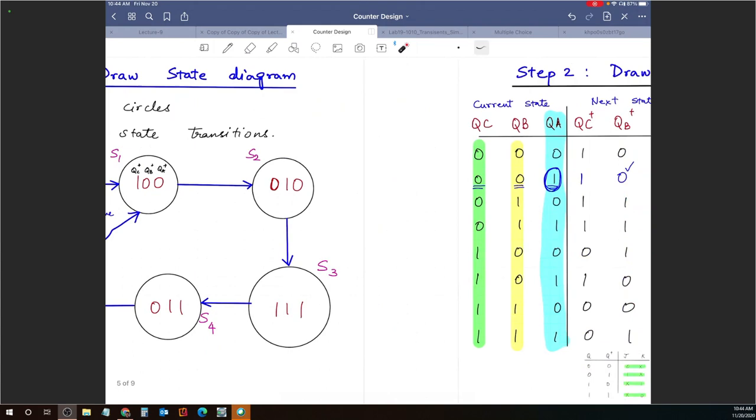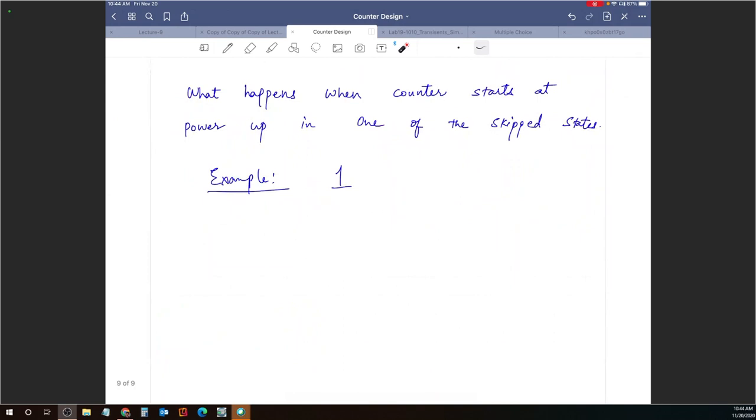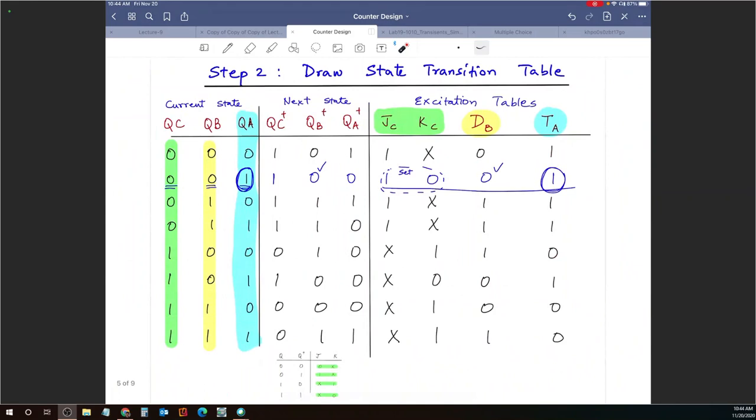All right, so I hope you found that helpful. Questions about this? Questions about how to figure out what happens when the counter starts at power up in one of the skipped states? Remember, there could have been more than one skipped state, right? So you could have had 2 or 3 or 4 skipped states. In that case, you would have to look at more of these elements in the K-maps, and you would fill in more entries over here.